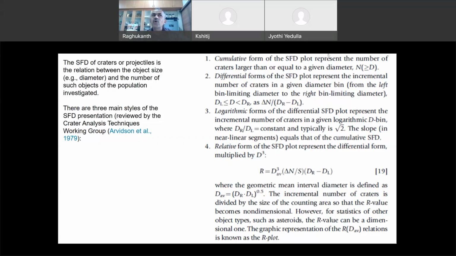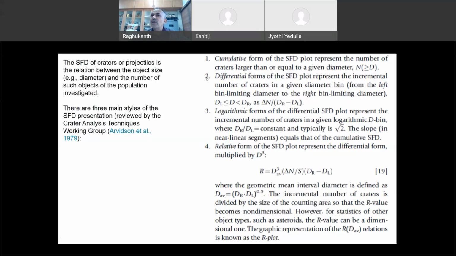So anyway, this I have shown you. So how do we get the size frequency distribution? Okay, one is as already I told you. This is one cumulative form. You count the number of craters more than 1 kilometer diameter, more than 2 kilometer, 3 kilometer like that. You just plot it actually.